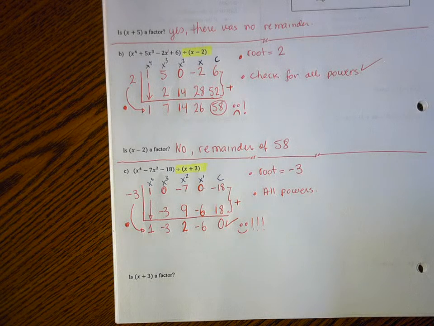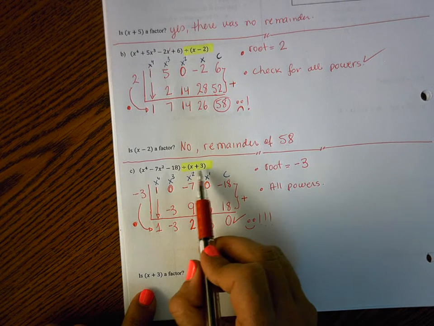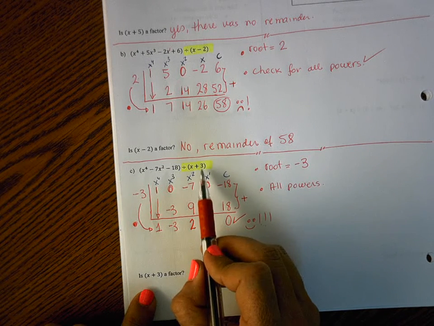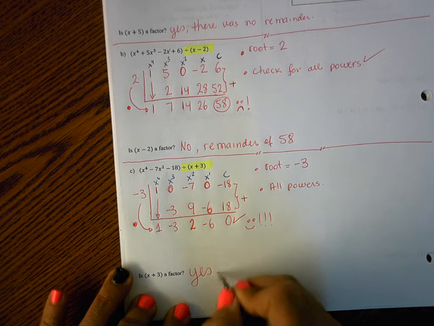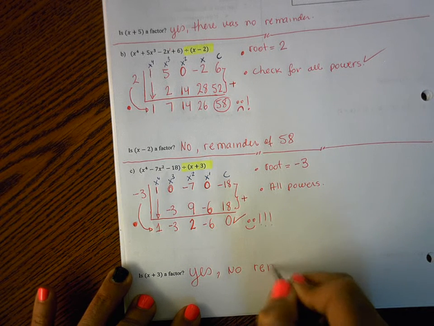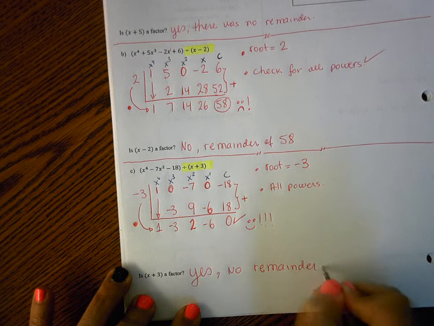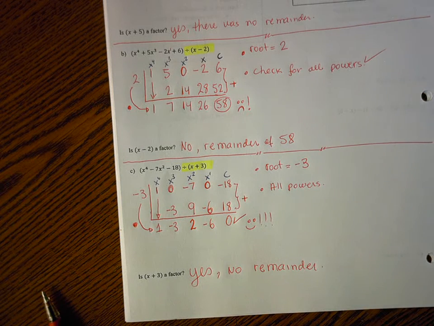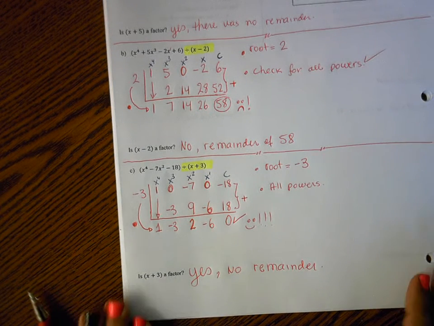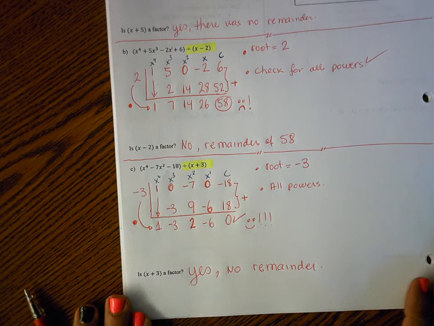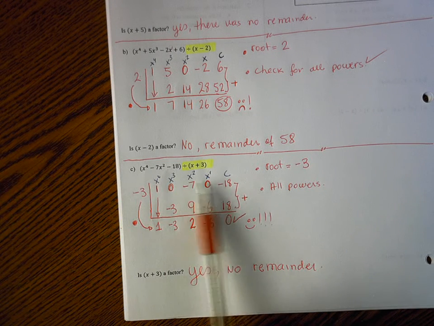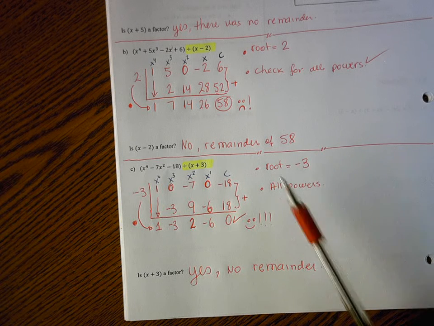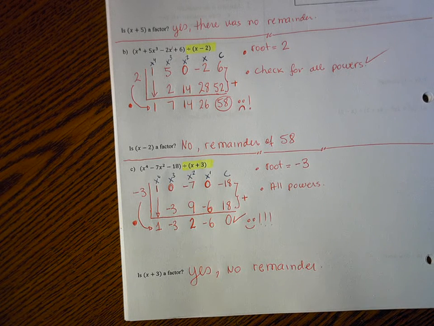No remainder. So is x plus 3 really a factor of that polynomial? Yes, it is. We got no remainder. Hope you stayed awake through this. So try your best. Look at my work. It's impeccable. I've shown all the steps. X to the 4th, 3rd, 2, 1, constant. Check the root, check all powers, leading coefficient, multiply it, and we're good to go.